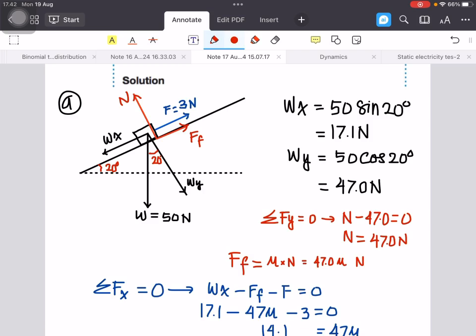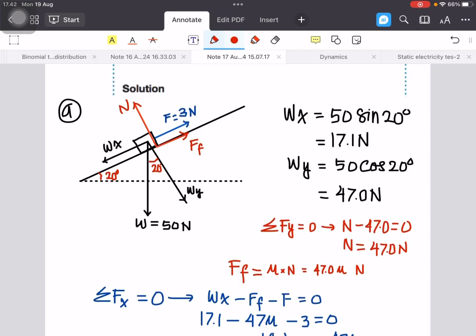And then, since we know the normal contact force, we can now find the value of the friction force. The formula for friction force is mu, or the coefficient of friction, times the normal force. Since mu is unknown, we just write the friction force in terms of mu, which is equal to 47 mu Newton.